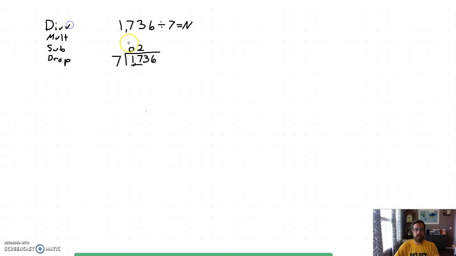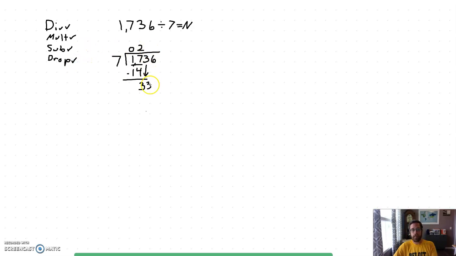Okay, so I divided. Now I multiply. I just wrote my 2, so I'm multiplying 2 times my divisor. 2 times 7 is 14. Now I subtract: I just wrote my 14, so that's what I'm subtracting from the 17 up top. 17 minus 14 is 3. Great. Whatever I drop, I'm dropping next to my 3. In this case, I drop the next digit, another 3.